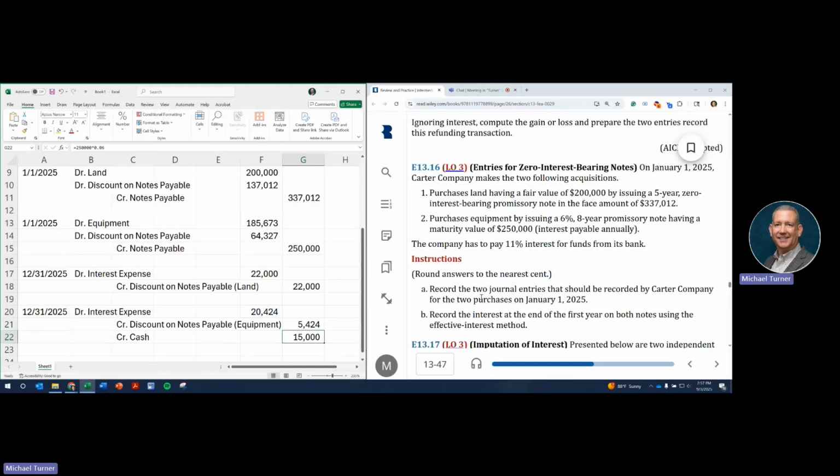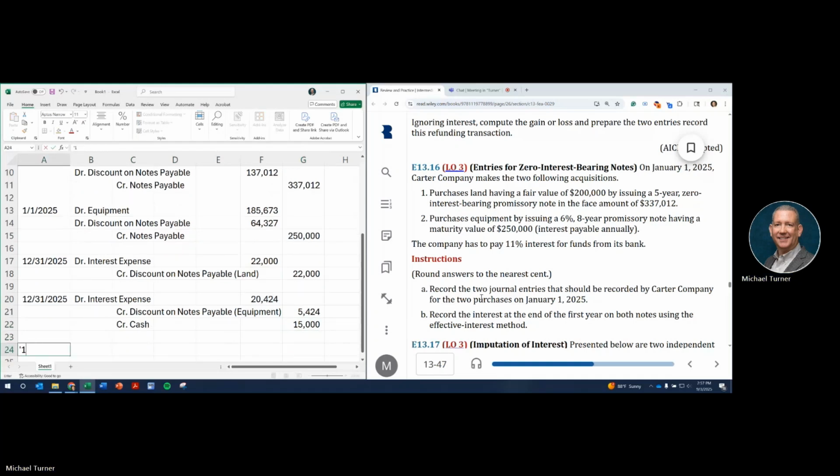So at this point, this does conclude the requirements for the problem. However, you're welcome to stop now, or you can continue to watch. And what we will do is the 8 additional journal entries for the equipment loan, so we can see what happens there.